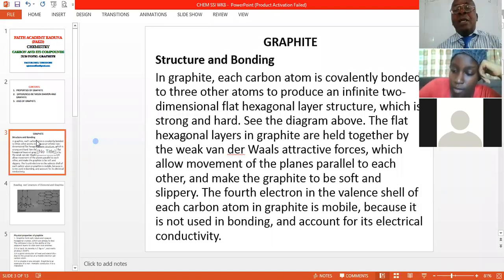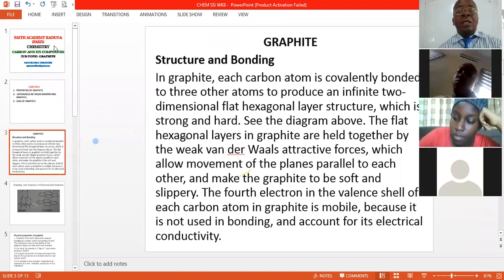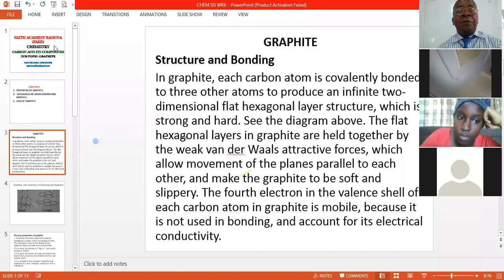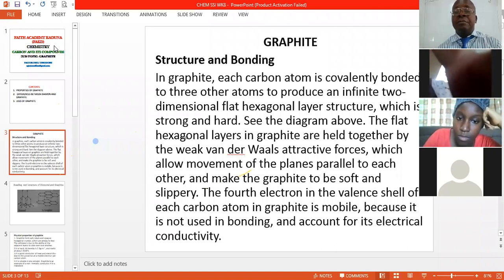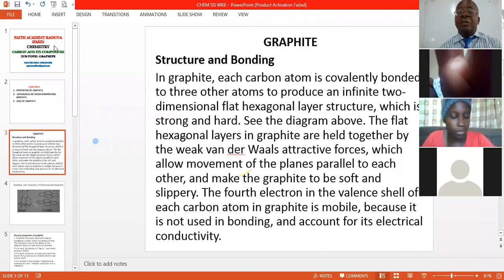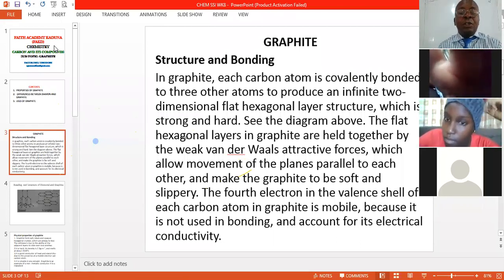In graphite, each carbon atom is covalently bonded to 3 other atoms to produce an infinite 2-dimensional flat hexagonal layer structure, which is strong and hard. We are going to see the diagram as we proceed. The flat hexagonal layers in graphite are held together by van der Waals forces. We know that van der Waals forces is one of the weakest forces of attraction. And this allows the movement of the planes parallel to each other and makes the graphite soft and slippery.